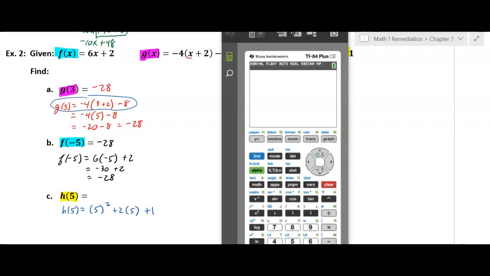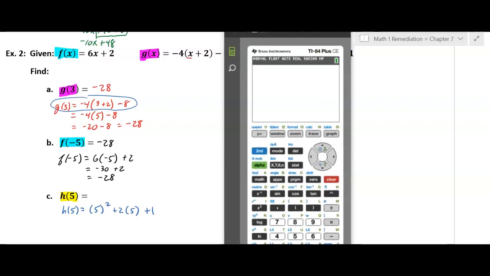Now, this is one that's probably going to benefit you to use the calculator. So I plug it in exactly the way I see it on my paper. Open parentheses, 5, to the second power, arrow to the right to get out of it, plus 2 times 5, or let me do it the way I told you guys. So 2, open parentheses, 5, close parentheses, and then plus 1, hit enter, and h of 5 would be 36.